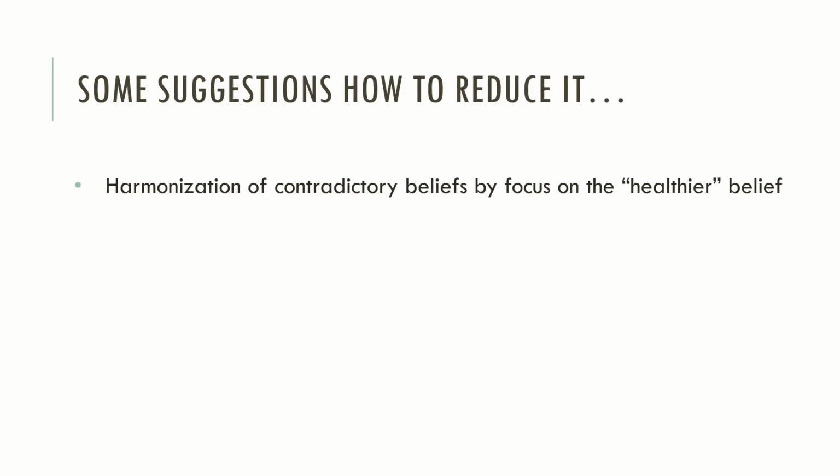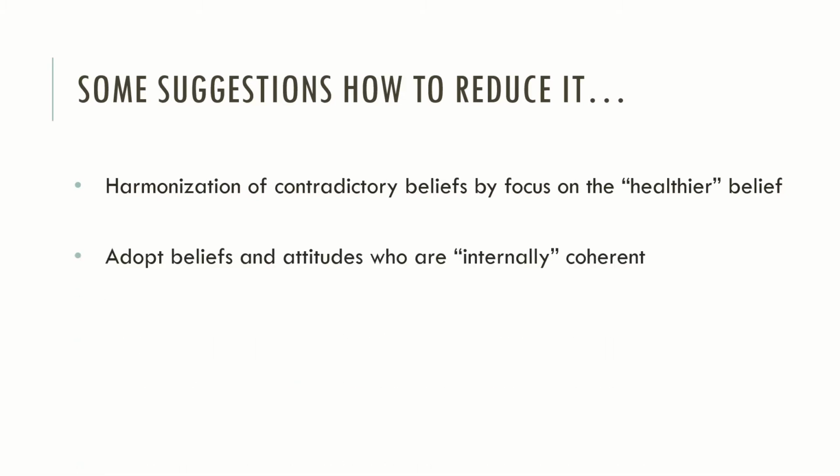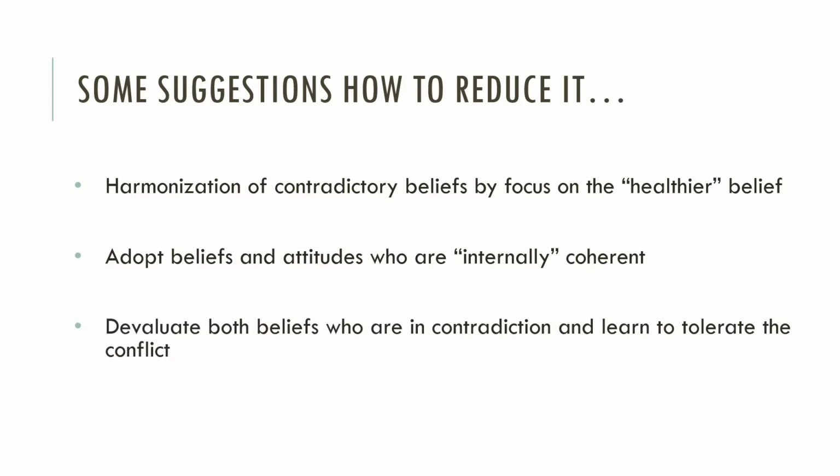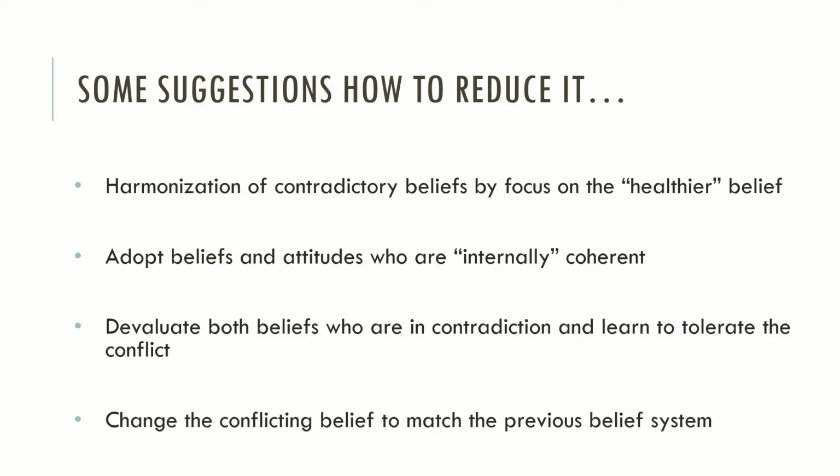Another suggestion is to adopt beliefs and attitudes that are internally coherent. Another suggestion is to evaluate both beliefs that are in contradiction and learn to tolerate this conflict. And the final suggestion is to change the belief to match the previous belief system. So, as you are seeing here, there is an increasing level of difficulty in applying these suggestions to oneself. Changing beliefs, typically, is not an easy task, okay? However, these are the suggestions that some authors gave.